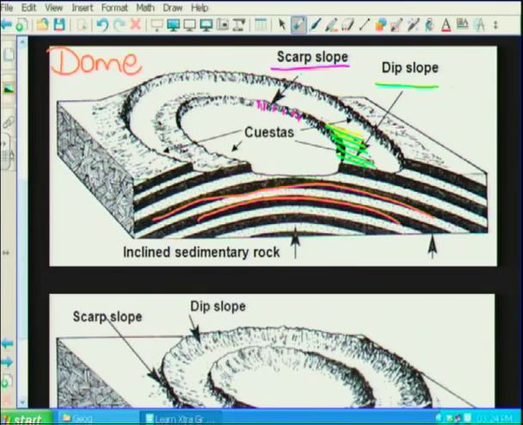How do we then identify a dome? It's very simple. You will say your scarp slopes face inwards and my dip slopes face outwards. That would be your reason as to why this would be a dome-shaped feature. So my scarp slopes face inwards, and my dip slopes face outwards. That is the answer that you need to give.